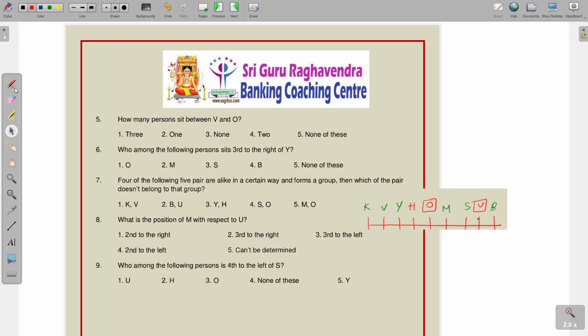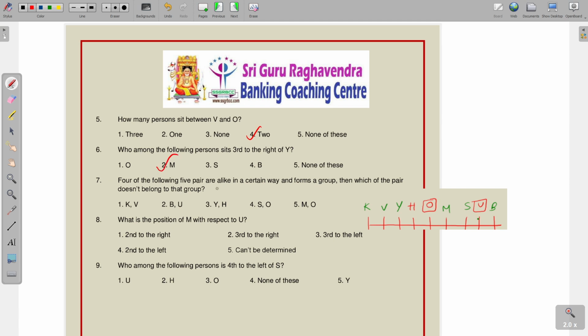So see the first question, question number 5. How many persons sit between V and O? So between V and O, there are 2 persons. Who among the following persons sit third to the right of Y? Third to the right of Y: 1, 2, 3. M is the third to the right of Y.